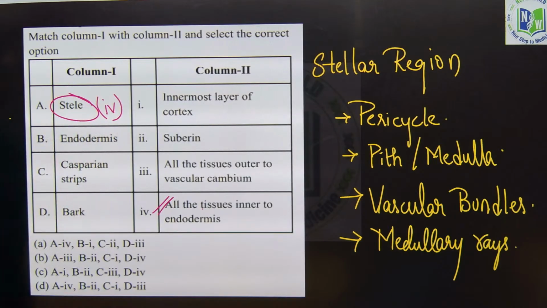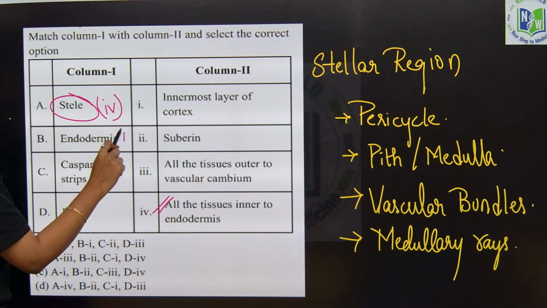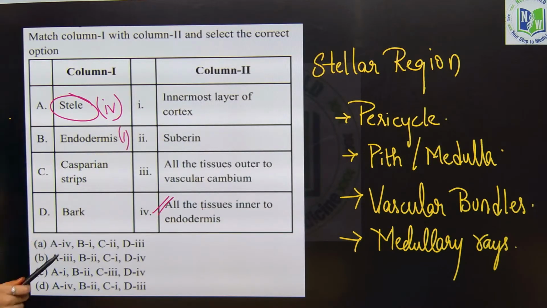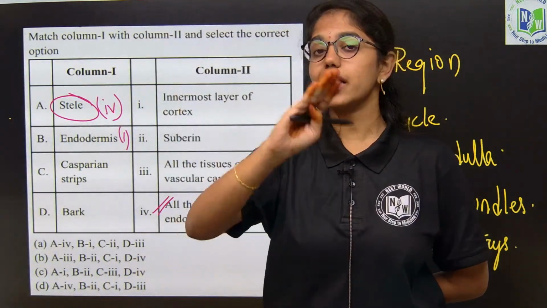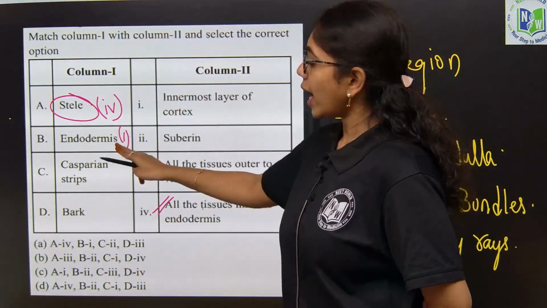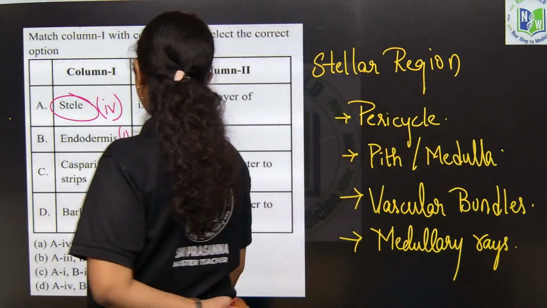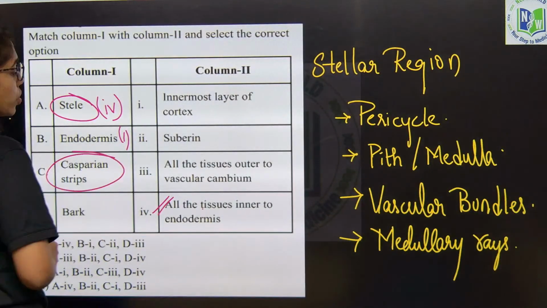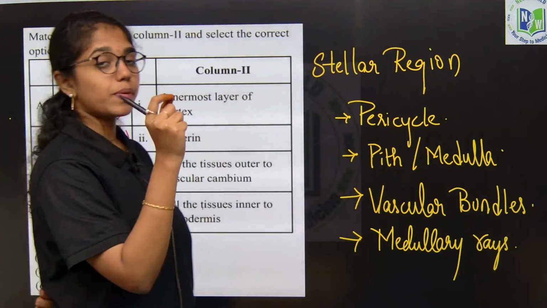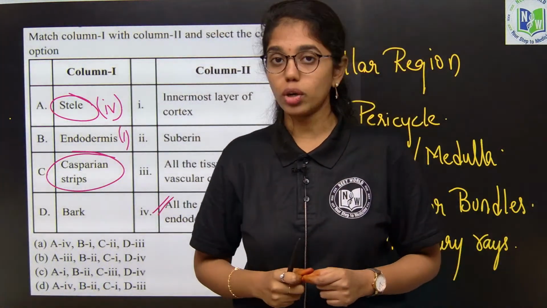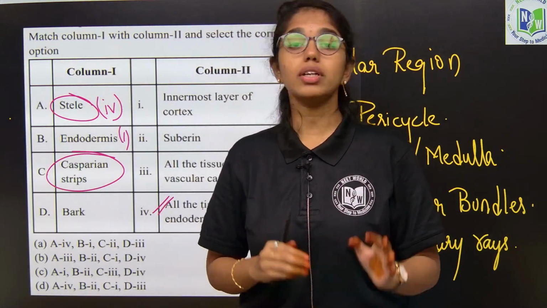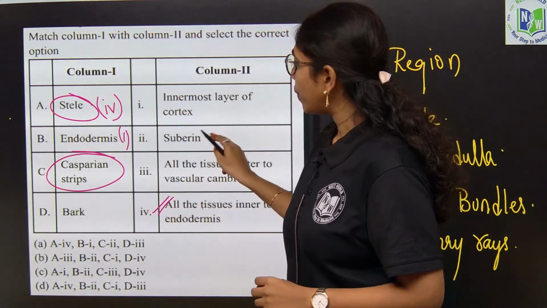Next, endodermis. Endodermis is the innermost layer of the cortex, that is option 1, because cortex is made up of what? Hypodermis, general cortex, and the last layer of the cortex is endodermis. Okay. Next, Casparian strips. Casparian strips are what? Depositions in the radial and tangential walls of the endodermis in dicot and monocot root, and those depositions are what? Made up of suberin.